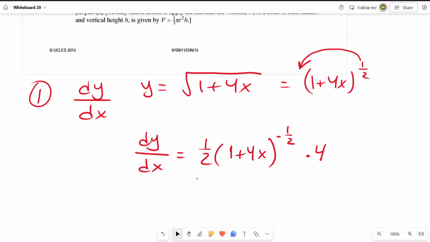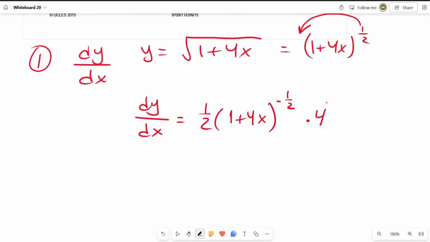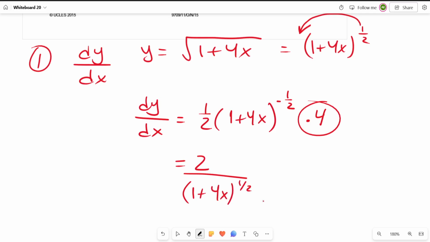So now that we found the gradient, let's simplify a little bit. So 4 times half, that's going to be basically 2, and since this is to the power of minus half, I can just put it down and say that it's going to be 1 plus 4x to the power of half, or basically just square root of 1 plus 4x. Okay, so this is dy by dx. dy by dx, in other words, is the function of the gradient.